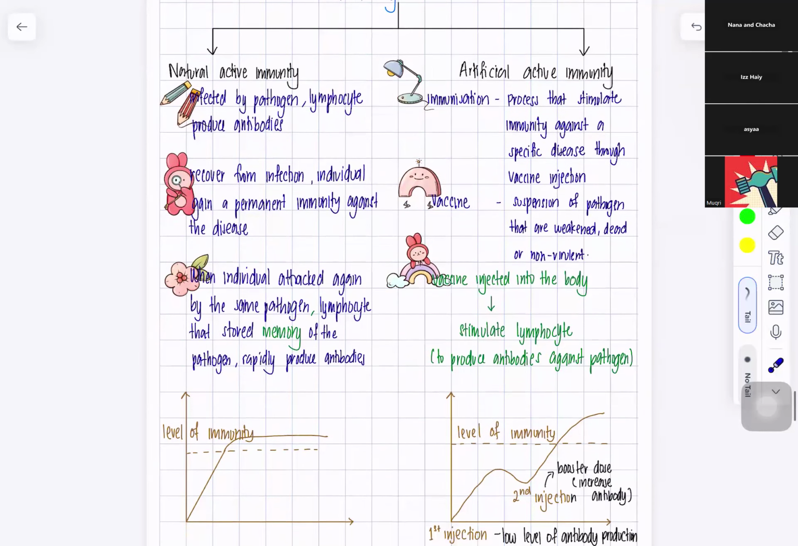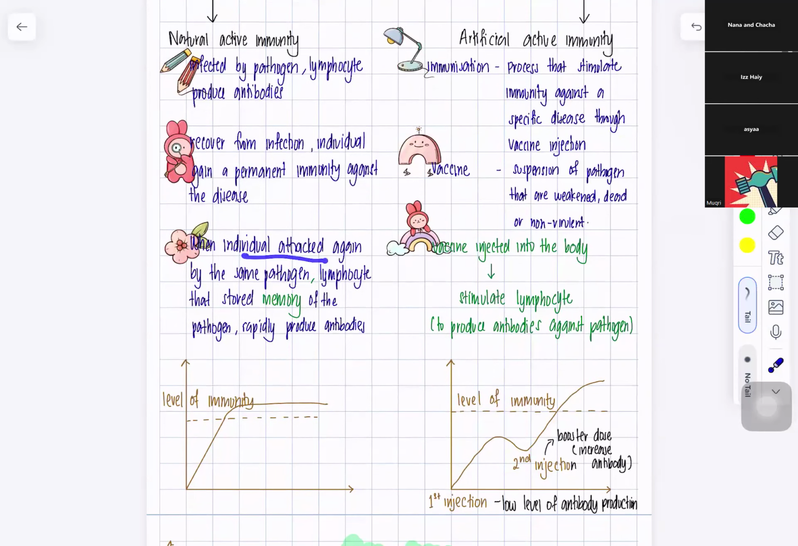Right, very good. And then recover from infection, so the individual will gain a permanent immunity against the disease. When the individual is attacked again by the same pathogen, lymphocytes that store memory of the pathogen rapidly produce antibody. So if you got a disease like chickenpox, you only get it one time.